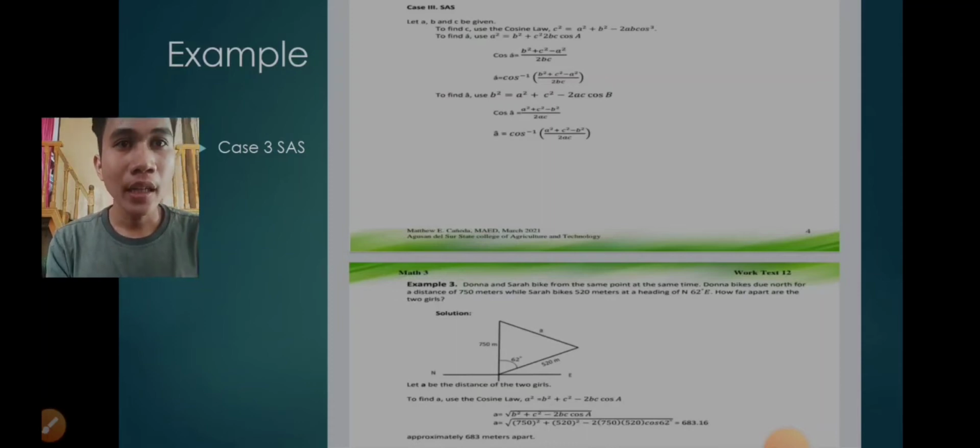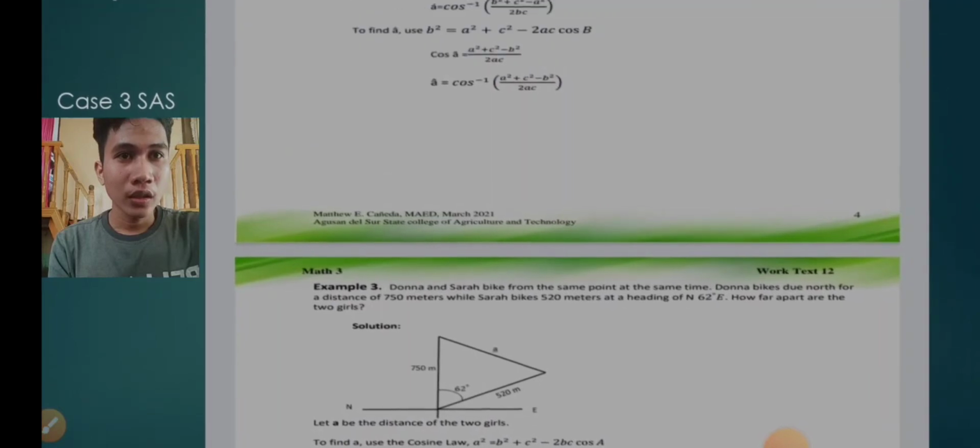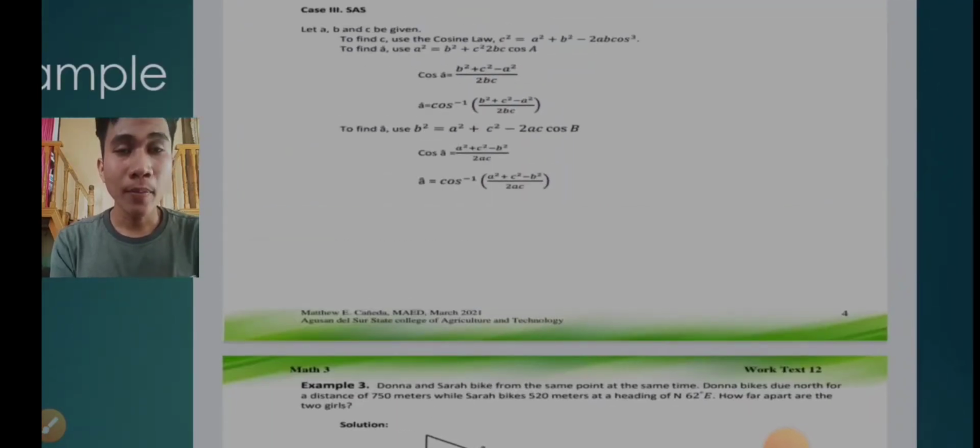Example: let b, a, and c be the given. To find c, use the cosine law. c squared is equal to a squared plus b squared minus 2ab cos C. And to find angle A, use a squared is equal to b squared plus c squared minus 2bc cos A. Then cos A is equal to b squared plus c squared minus a squared over 2bc.